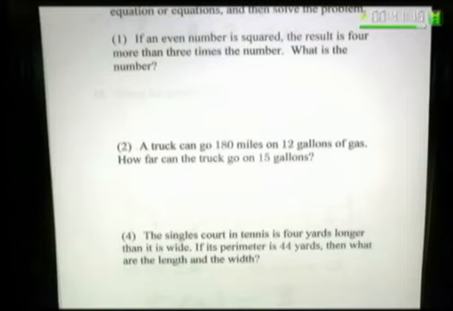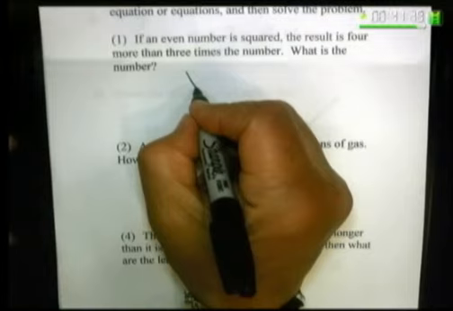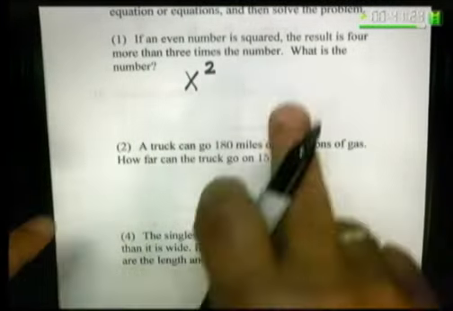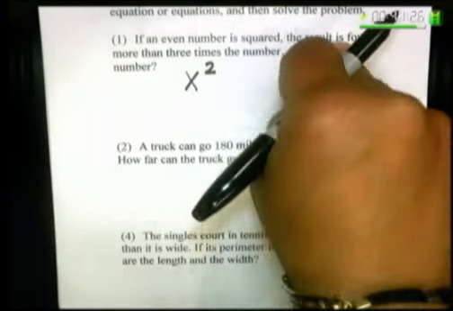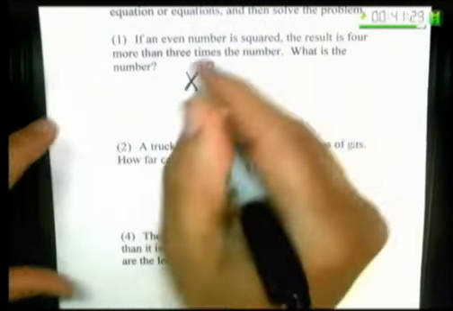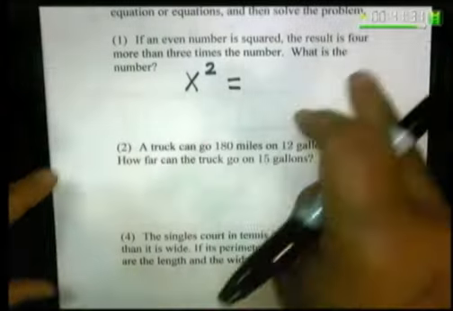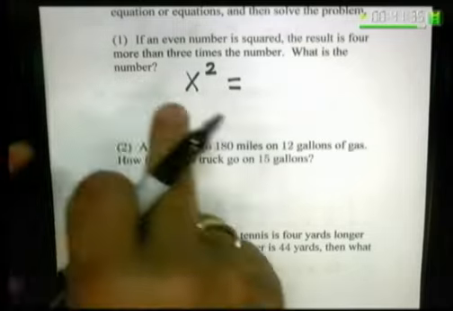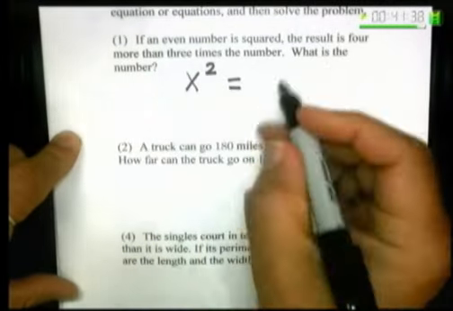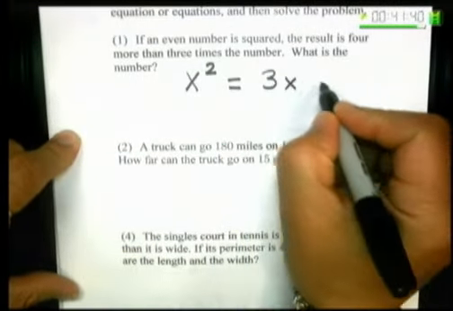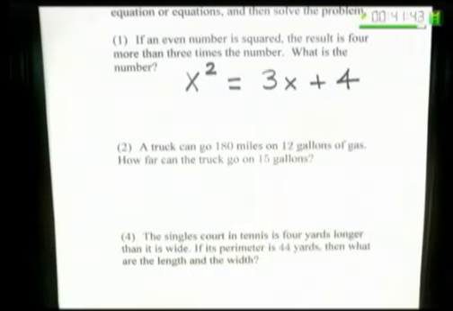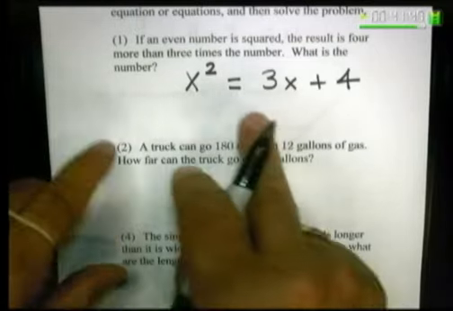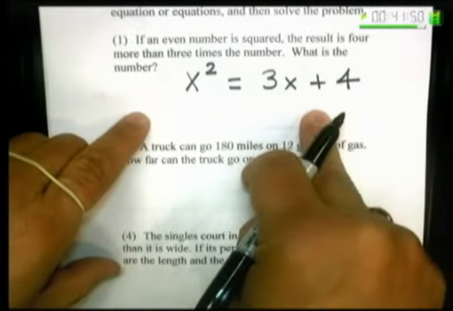Okay? So if a number is squared, that means I don't know what it is. So if I take any number and square it, so if I take x and square it, the result is, you know what the word "is" means in mathematics, right? Equals. So x squared is equal to what? 4 more than, that's going to be plus 4. 4 more than what? 3 times the number. So 3 times the number would be 3x plus 4. So that's how you would set it up. So this number squared will equal 4 more than 3 times the number.